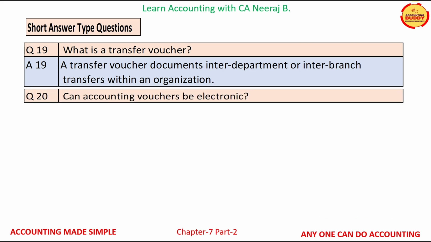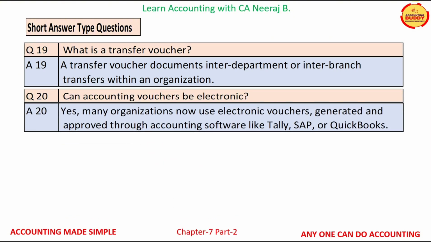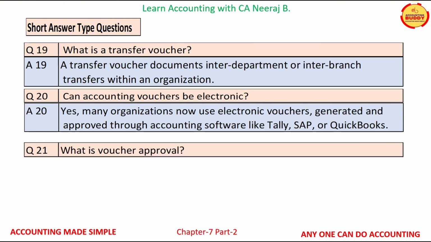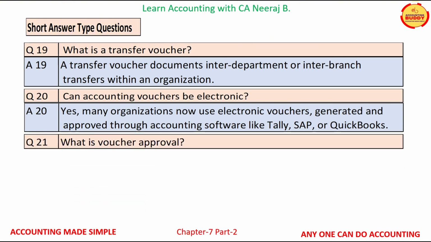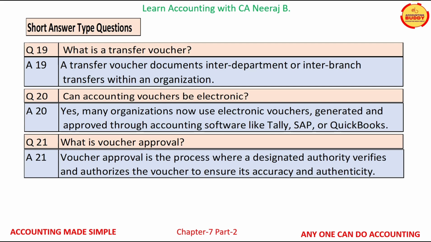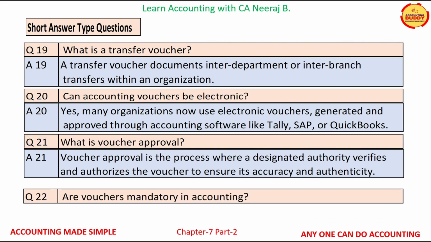Question number 20, can accounting vouchers be electronic? The answer is yes. Many organizations now use electronic vouchers generated and approved through accounting software like Tally, SAP or QuickBooks. Question number 21, what is voucher approval? The answer is voucher approval is the process where a designated authority verifies and authorizes the voucher to ensure its accuracy and authenticity.